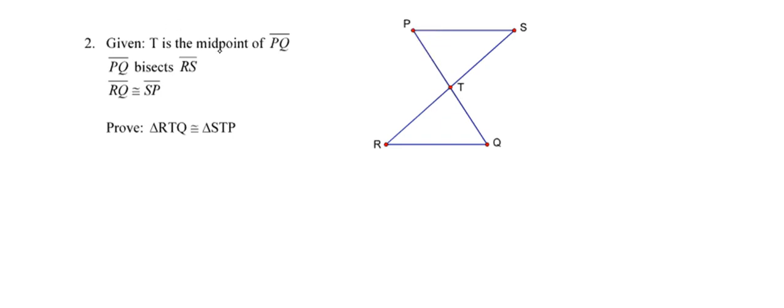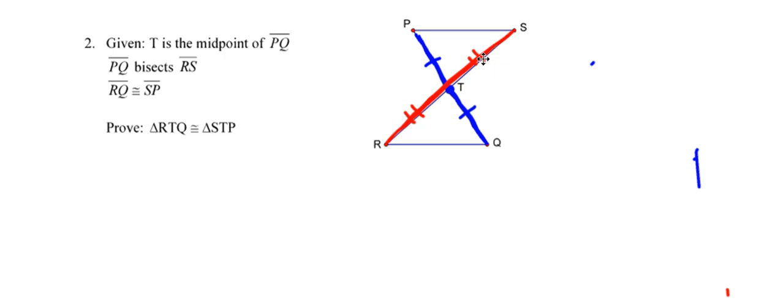The first given says T is the midpoint of segment PQ. So segment PQ is that blue one right there. And because T is the midpoint, we know midpoint splits it into two congruent segments, making segment PT congruent to segment TQ. Because PQ bisects segment RS, which is this red one right here, bisects makes two congruent segments.